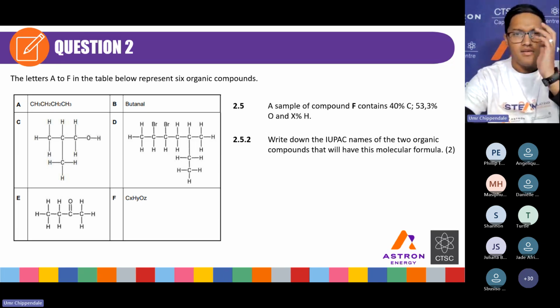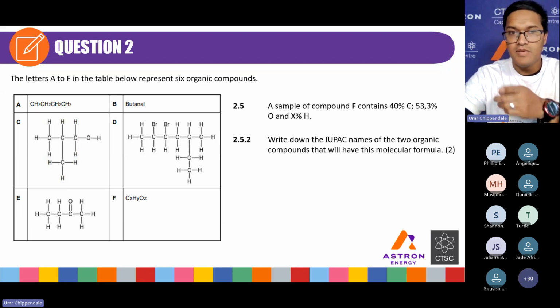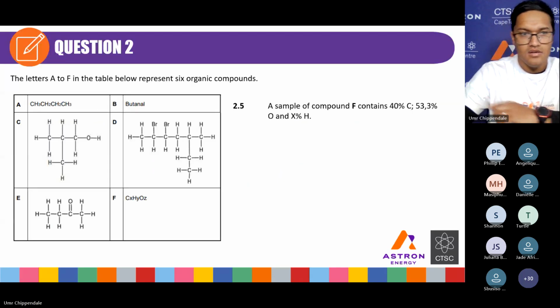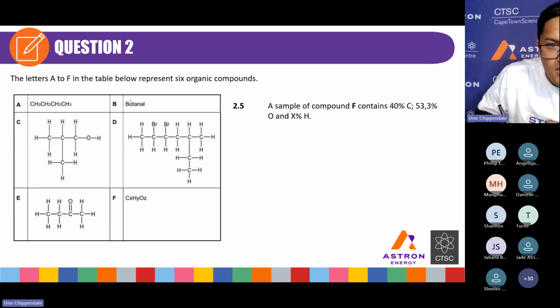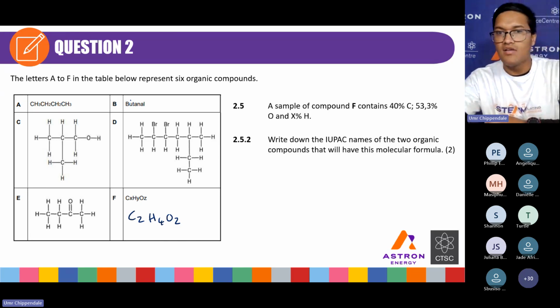Okay, so here we have 2.5.2. Write down the IUPAC names of the two organic compounds that will have this molecular formula. So still speaking of compound F, we'll just go back quickly. I had that C2H4O2. So I'll write it here as C2H4O2. Right? And here we need to write down the IUPAC names for two of the organic compounds that will have this molecular formula.